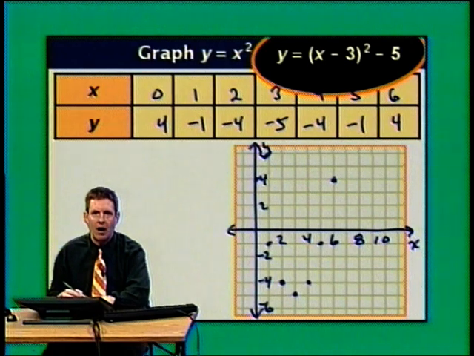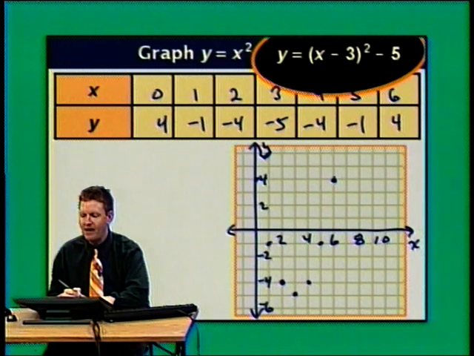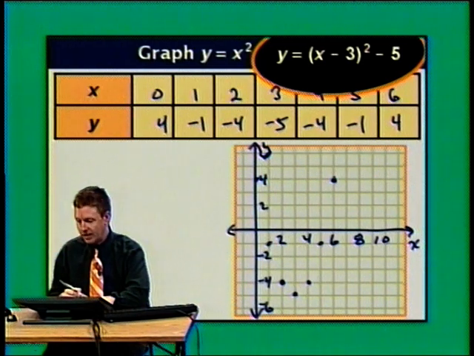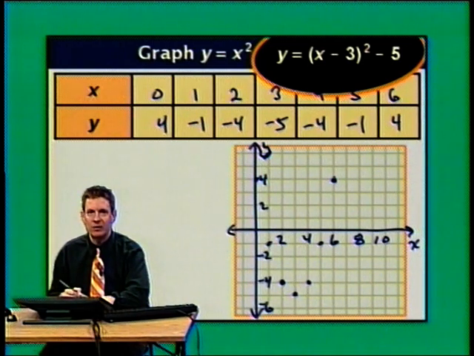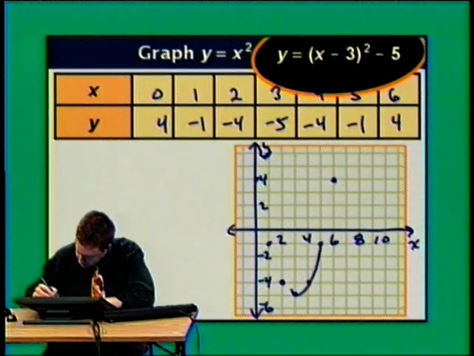Well, let's recall our graphing form. If I replace x with 7, inside those parentheses I'll have 4. 4 squared minus 5. That's 16 minus 5, which is 9. We're off the grid. If we're off the grid at x equals 7, we're also off the grid at x equals -1. So let's go ahead and connect our points.